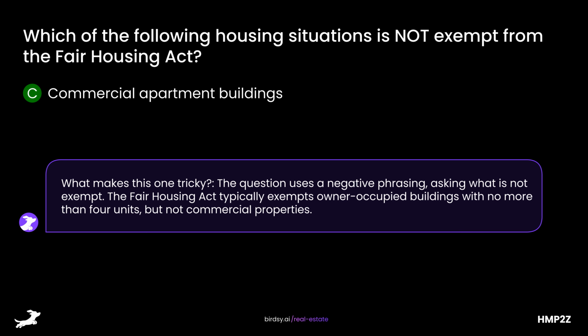What makes this one tricky? The question uses a negative phrasing, asking what is not exempt. The Fair Housing Act typically exempts owner-occupied buildings with no more than 4 units, but not commercial properties.